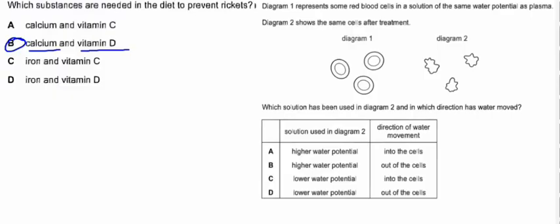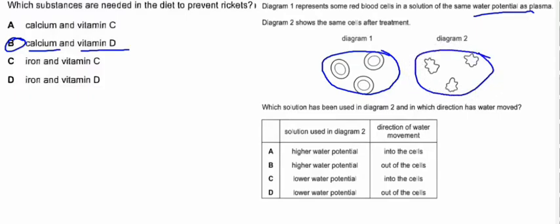Diagram 1 represents some red blood cells in a solution of the same water potential as plasma. When you talk of water potential, this is just the tendency of water molecules to move from one region to another. Then diagram 2 shows the same cells after treatment. So this one here is the normal structure of red blood cells. Then after the treatment, the red blood cells lose water by osmosis and shrink.